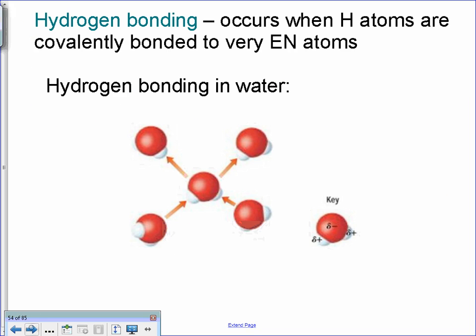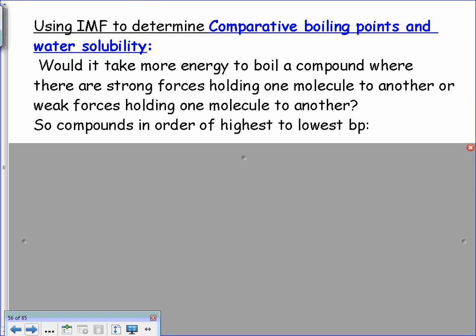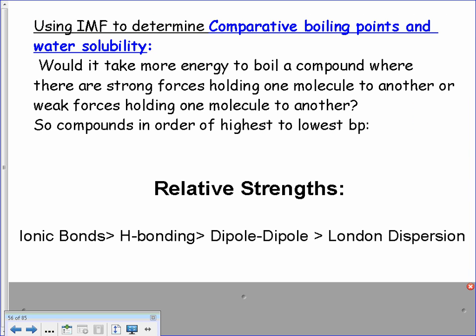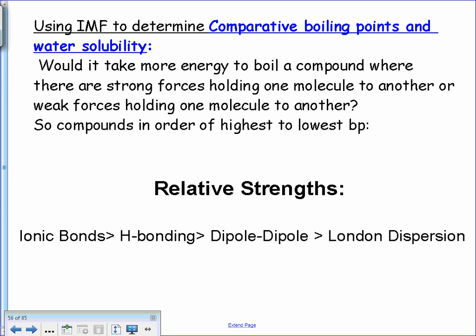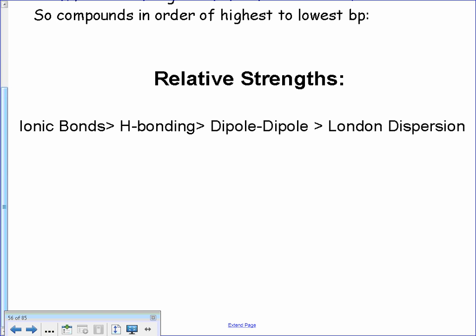Let's rank these. This is just pictures of hydrogen bonding. This is your ranking system. Okay? What you see is the highest of all the relative strengths. Ionic. So ionic bonds are the strongest, meaning they have the highest boiling point, or melting point, or whatever point we're talking about.